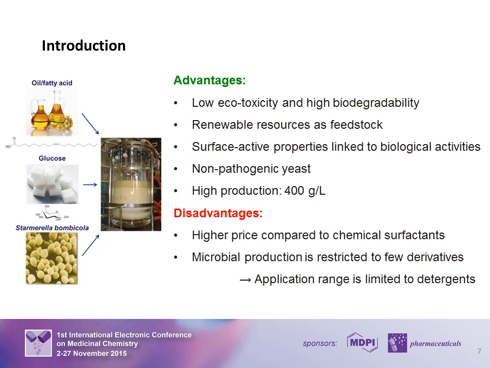Sophorolipids have as advantages that they display a low ecotoxicity combined with high biodegradability. As mentioned before, they are produced from renewable resources. They possess surface-active properties which are linked to interesting biological activities such as anti-cancer and antimicrobial activity. They are produced by a non-pathogenic yeast with a high production of 400 grams per liter. As a disadvantage, their price is not competitive with the price for chemical surfactants. Also, their natural production is restricted to only a few derivatives, making their application range limited to the detergent sector.